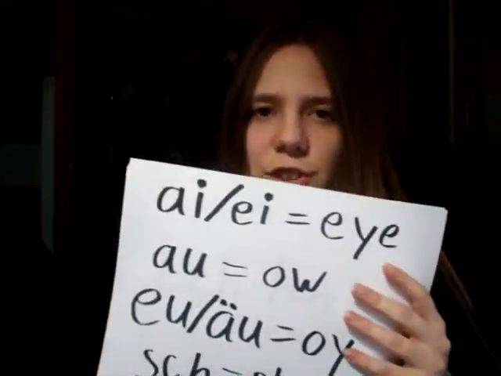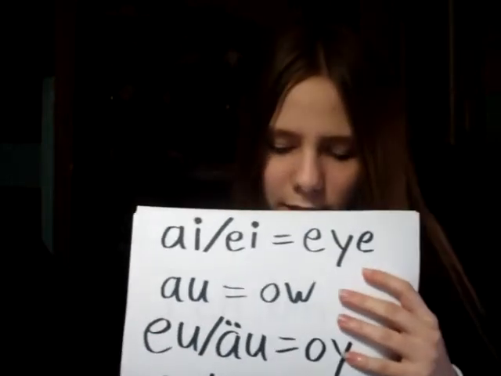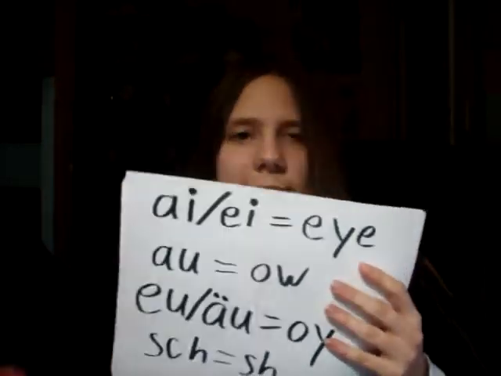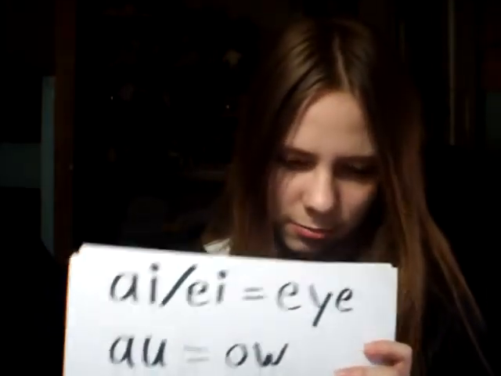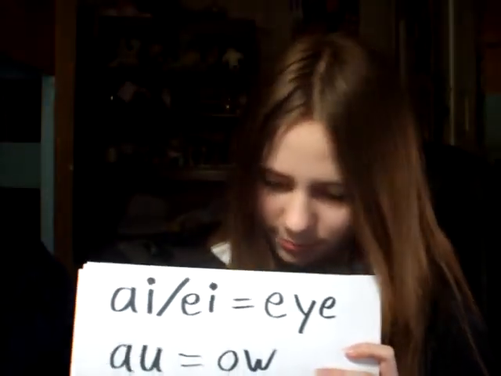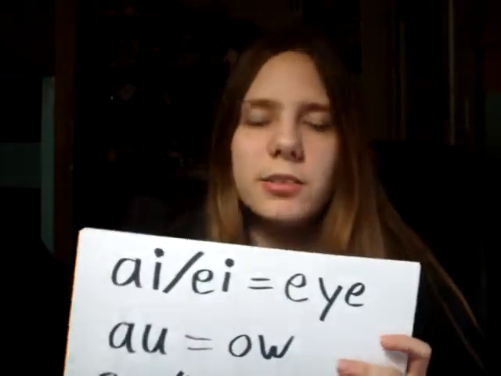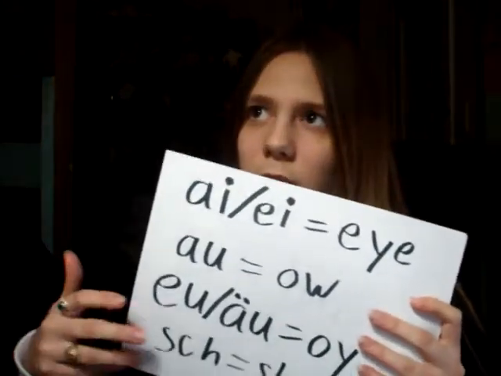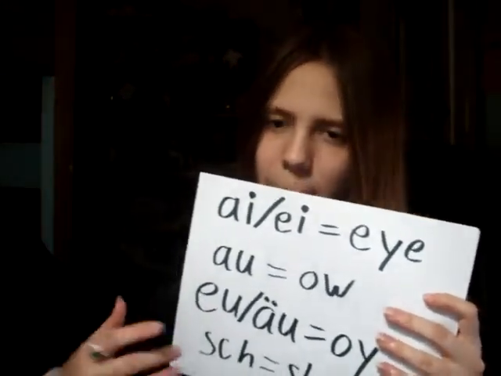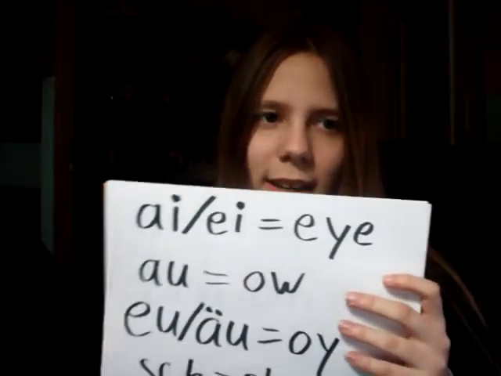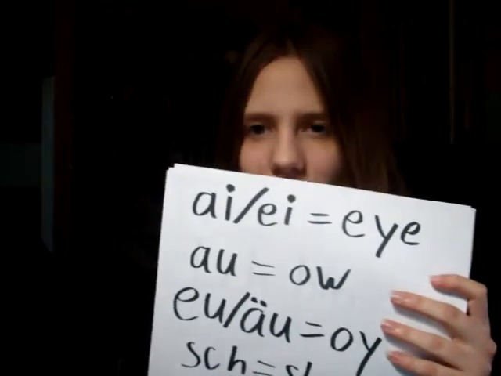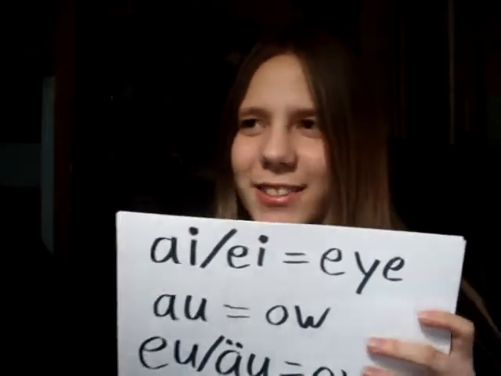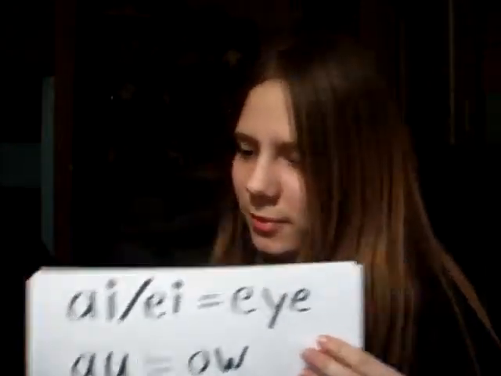And the SCH in German is basically the English equivalent for SH. You don't see just the SH alone very often in German, but you'll see this. So it's pronounced like shoe, or sh. Example, the German word for school, Schule. Schule is the German word for school. So, yeah.